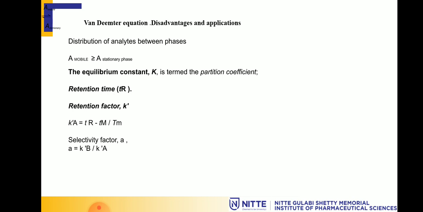What is retention time? It is the time between the sample injection and the analyte peak reaching the detector at the end of the column. Each analyte in a sample has a different retention time. There is also something called the retention time of the mobile phase, which is the time taken for the mobile phase to pass through the column.